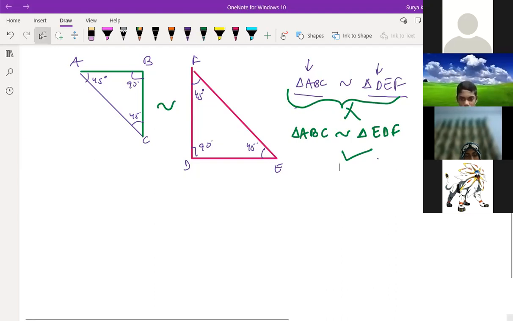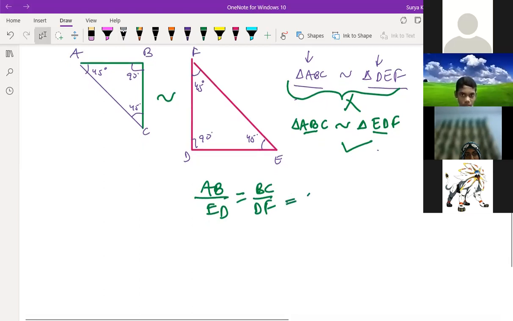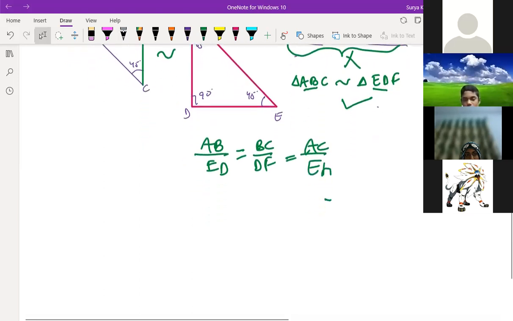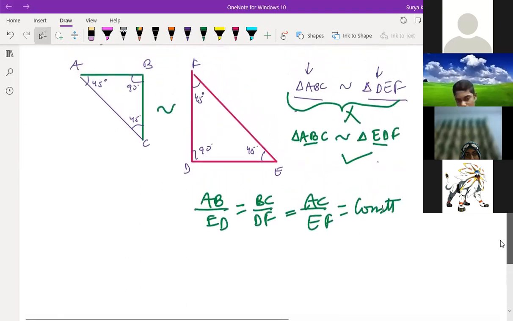Yes, sir. Means AB should be equal to ED. While writing, you should write AB by DE is equal to BC by DF is equal to AC by EF. And this should be equal to what? This should be constant. If you're finding the ratio, this should be constant everywhere. Okay, children? This one is clear.